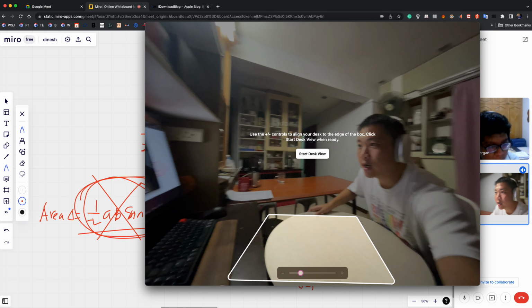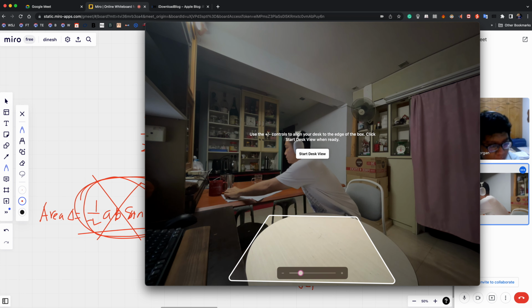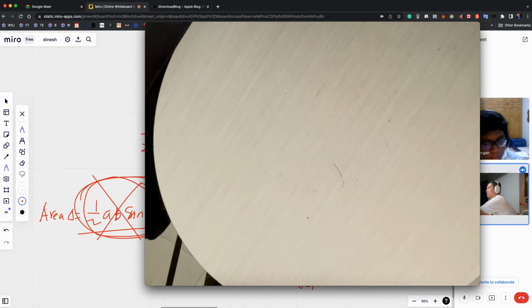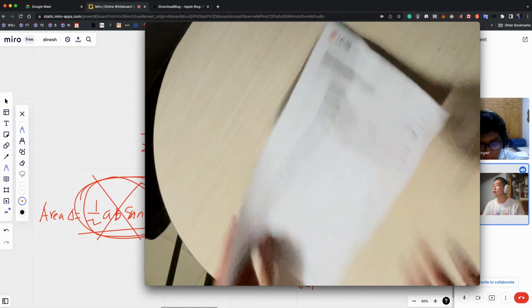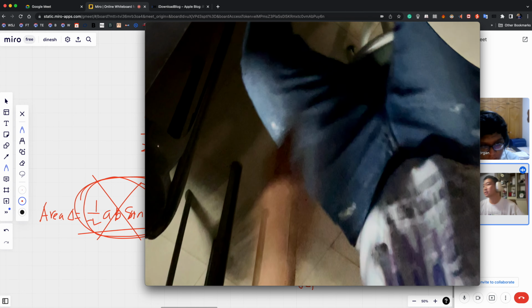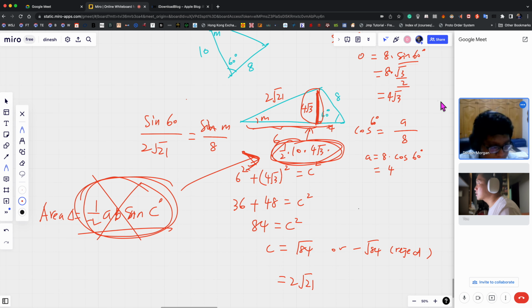Okay, so let me try how to do the desk view. I'm going to start desk view. Can you see that? No, I only see you. Ah, okay, I know why it doesn't work. Never mind. The desk view doesn't work for Google. Sorry. What's desk view for?